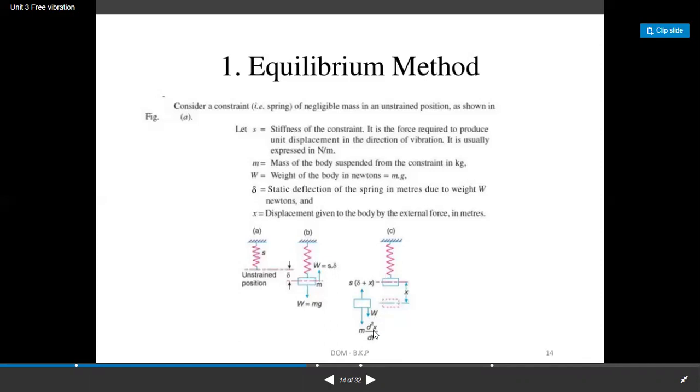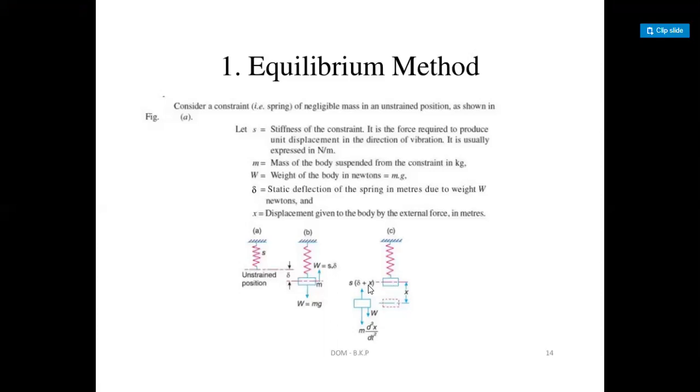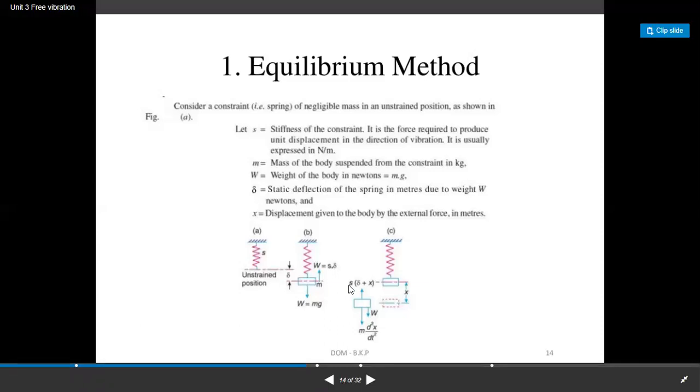Here the total external force given to the system is m d square x by dt square plus the gravitational force W, generated due to the mass fixed at the free end of the spring. So the total force is m d square x by dt square plus W, and the total displacement of the spring is S into delta plus x, where delta is the static displacement, x is the displacement given to the body by the external force, and S is the stiffness of the spring.